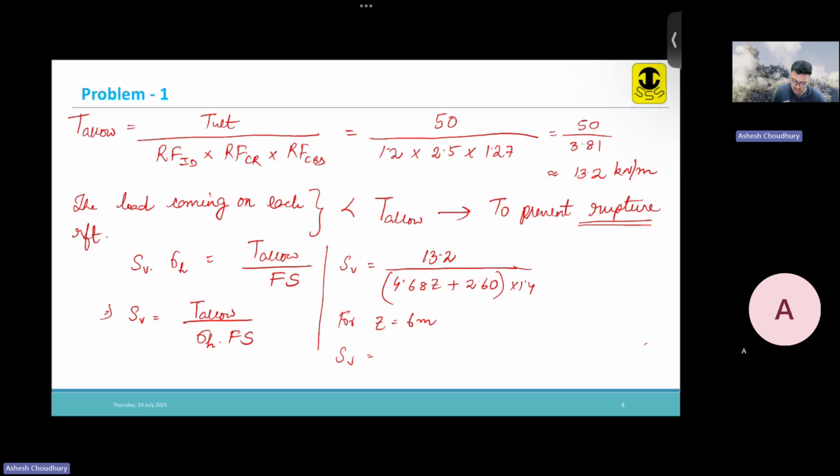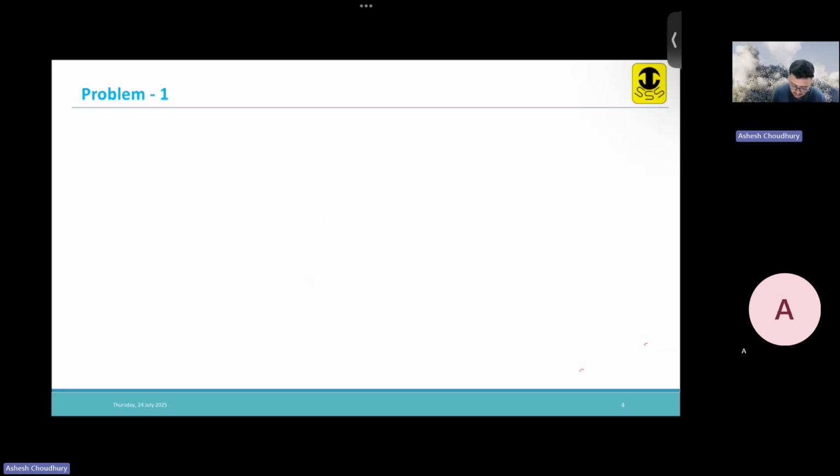We will get this as 0.307 meters. So this much spacing should be there at a depth of 6 meters. So let us use 0.30 meter, lesser than that we will use. Okay, now we will do some more trial and error.